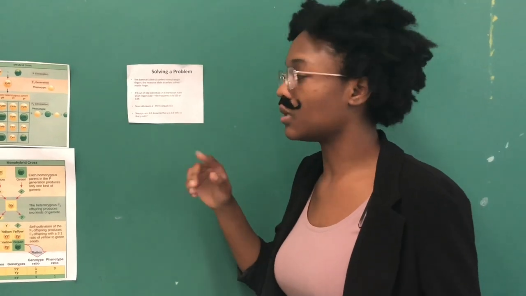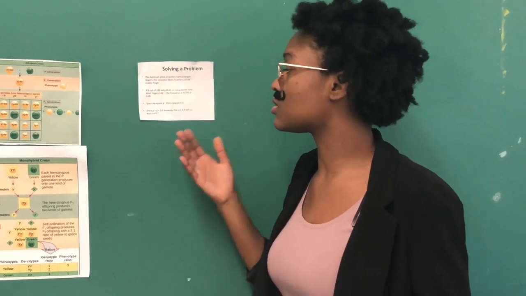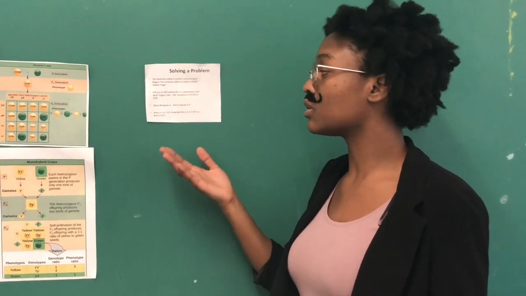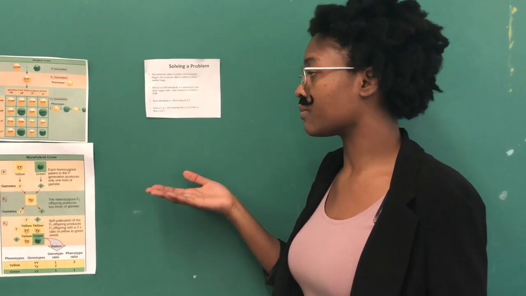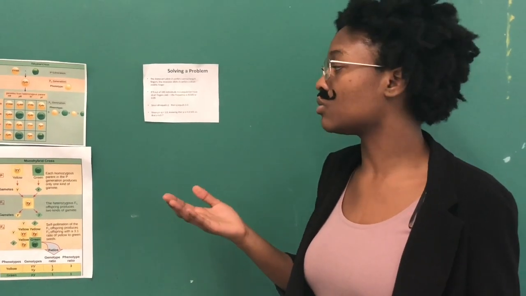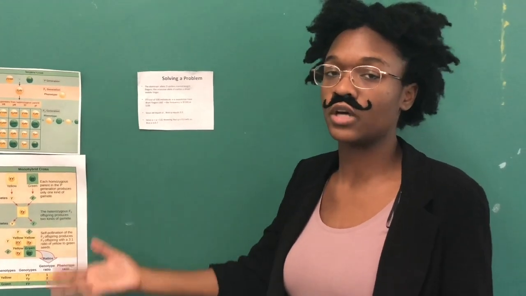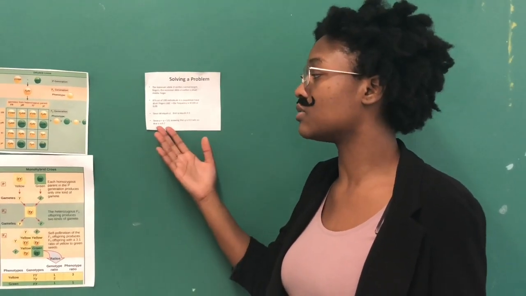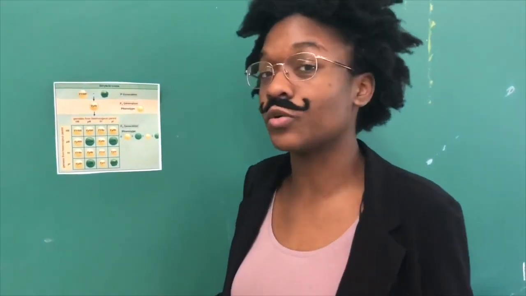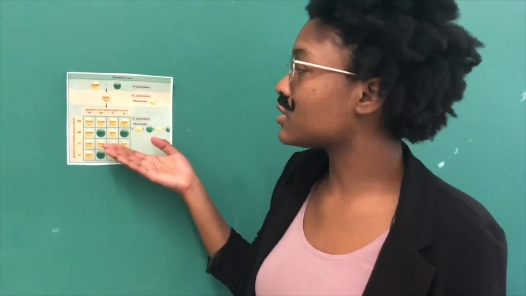Since the double lowercase d equals q squared, then q just equals 0.3. And since p plus q equals 1, and knowing that q is 0.3, you can calculate and figure out that p is 0.7.